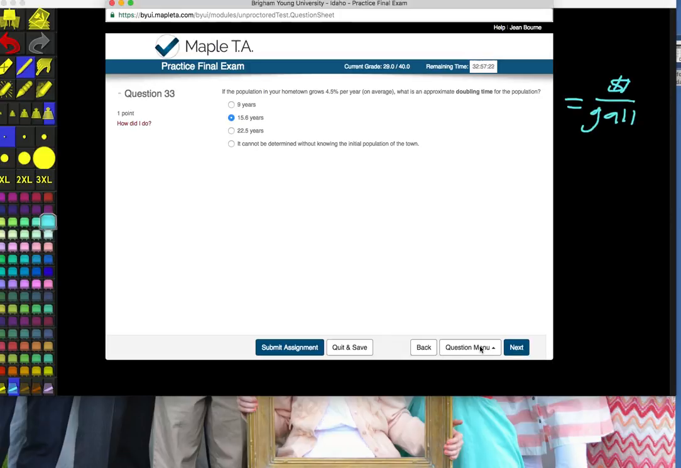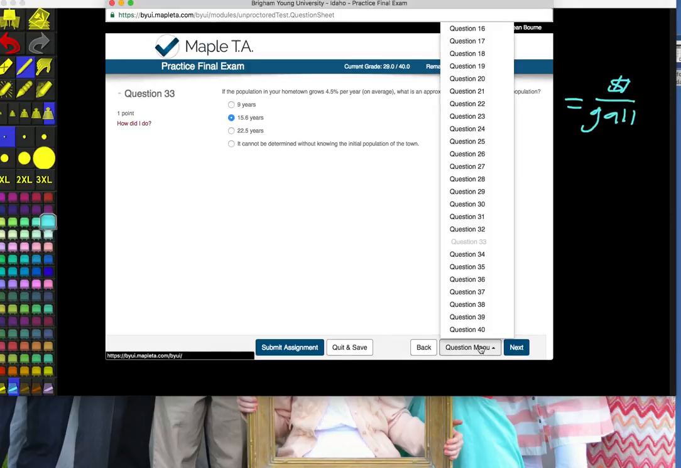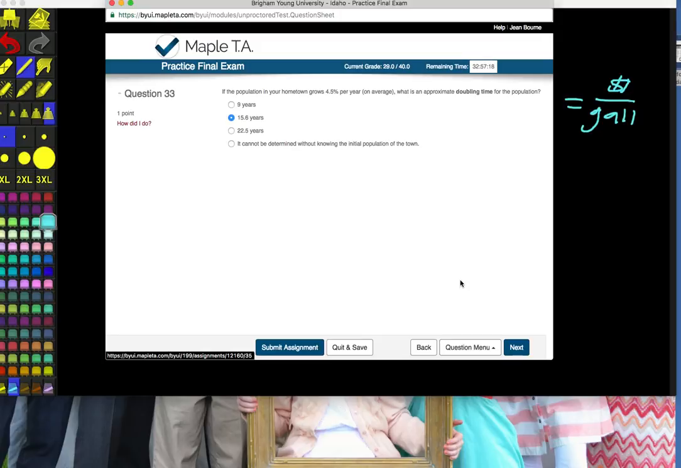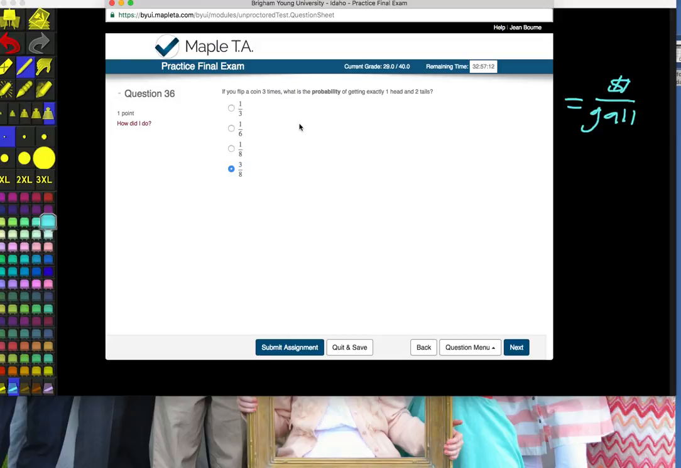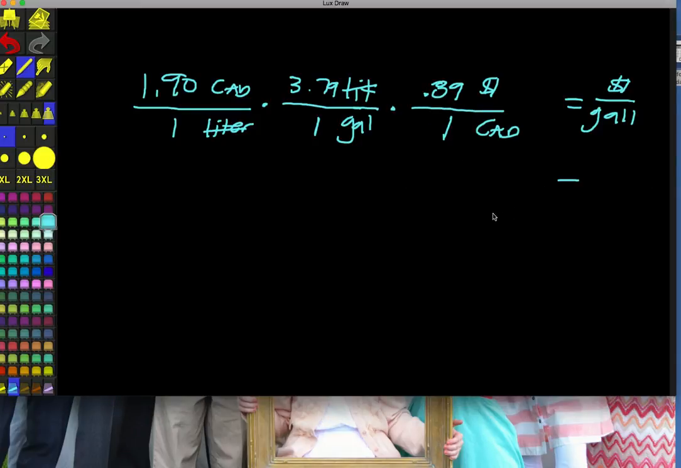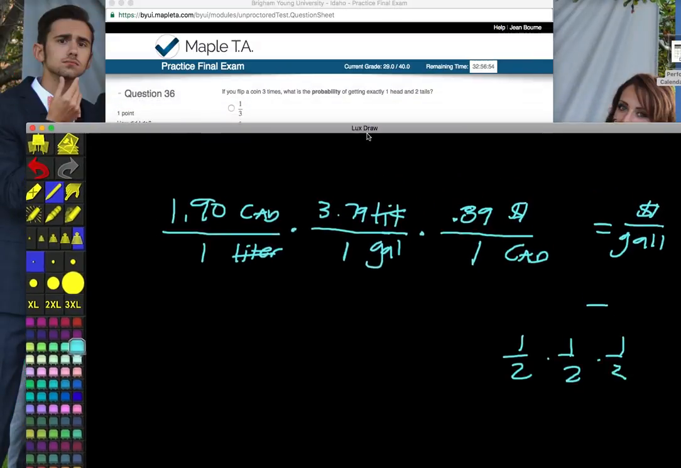Okay, a couple more. There we go. You flip a coin 3 times. What is the probability of getting exactly 1 head and 2 tails? My initial thing was, well, the probability of the first one is 1/2, the probability of the second one is 1/2, the probability of the third one is 1/2. Okay, that gives us part of our answer.